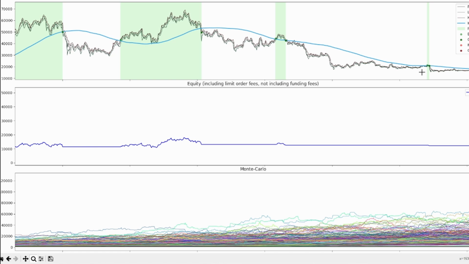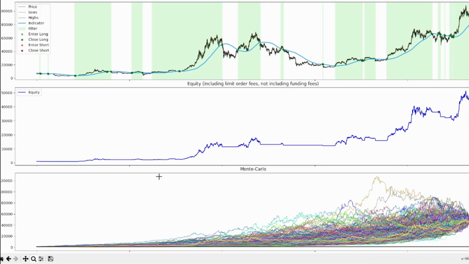From 100K to 70K, it's a drawdown of 30%, and it's a lot. Usually, we aim for drawdowns like maybe 15%, and if you want to trade with more risk, of course, you can tolerate higher drawdowns.